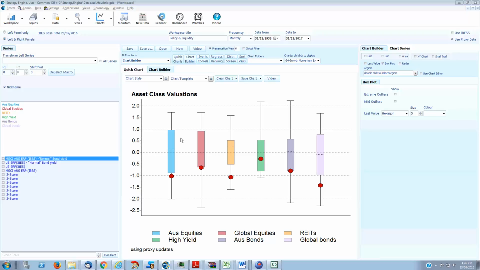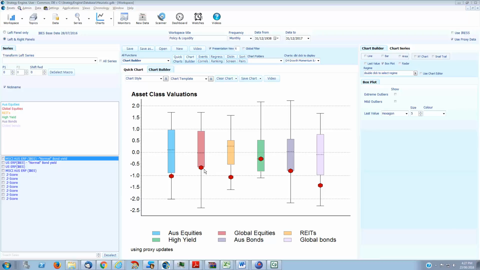In the case of Australian equities, that's the blue. You can see these are the range of outcomes. These are Z scores on the left-hand scale, so -2 up to about plus 1.75, and the red dot shows the current position. The shaded or coloured area is the 50% where it spends the majority of its time. So as we can see, just eyeballing the chart, Australian equities are towards the expensive side in terms of valuations. Global equities also in that situation.